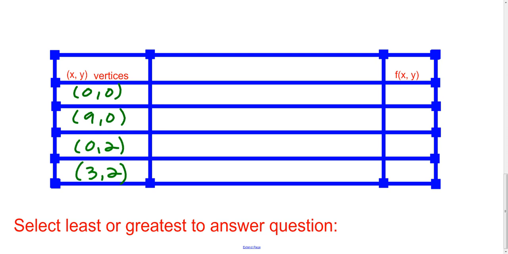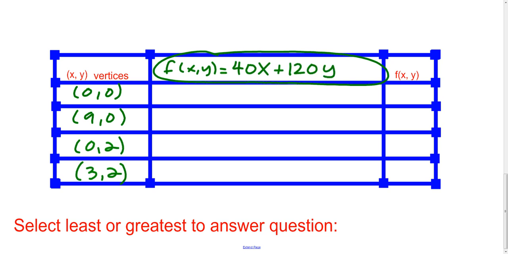All right, and now we need a function right here. So we're trying to make, in this case, the most money that we can. And it says that they make $40 for every lawn mowing job and $120 for every pruning job. So it would look something like this: $40 every time they do a mowing job, $120 every time they do a pruning job. Okay?